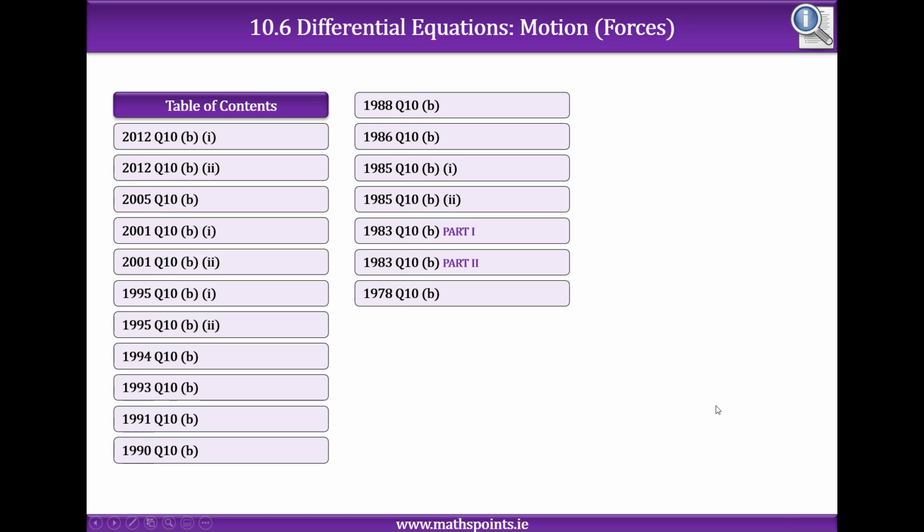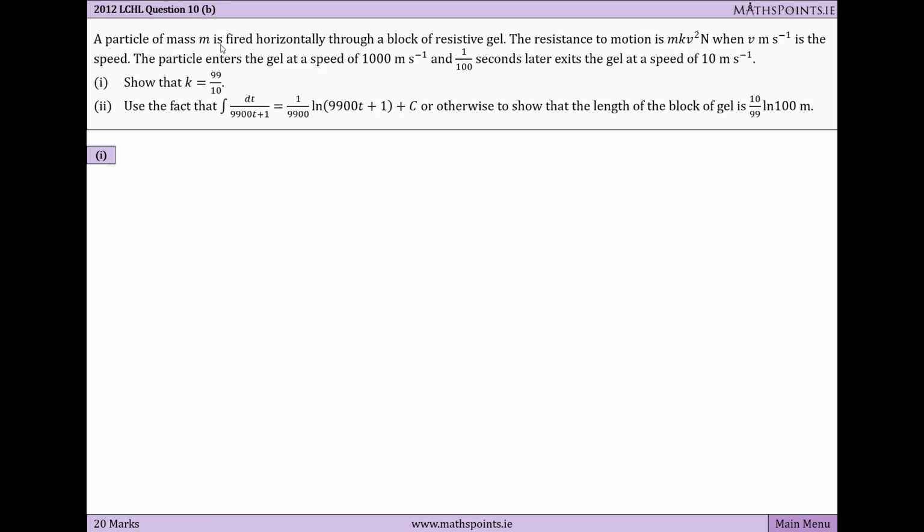Okay, so we're going to have a look at this differential equation from 2012. We're told in the question that a particle of mass m is fired horizontally through a block of resistive gel. So we're just going to draw a sketch of what we think this looks like. This is the gel here, and we know that the speed of the particle as it enters the gel is 1000 meters per second, and then it exits the gel with a speed of 10 meters per second.